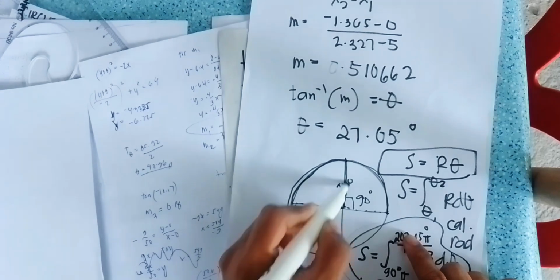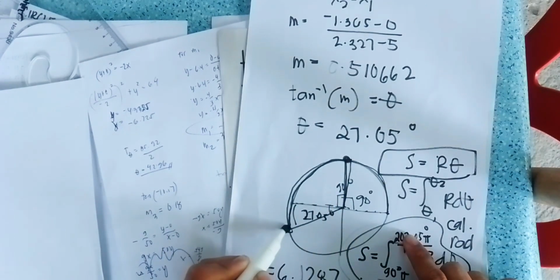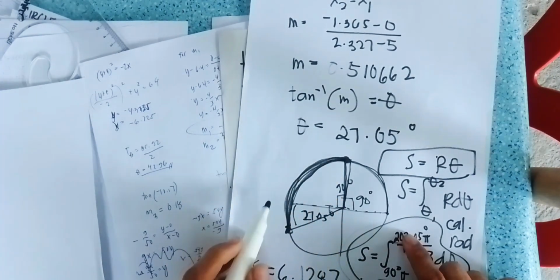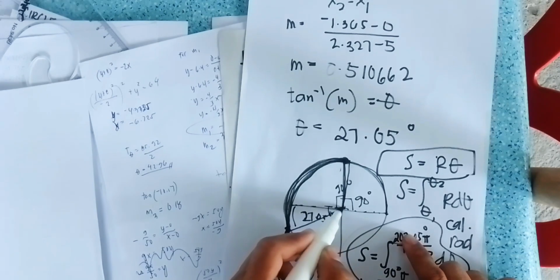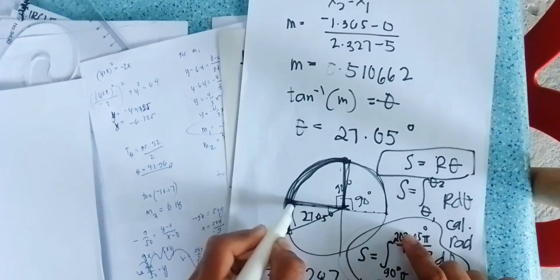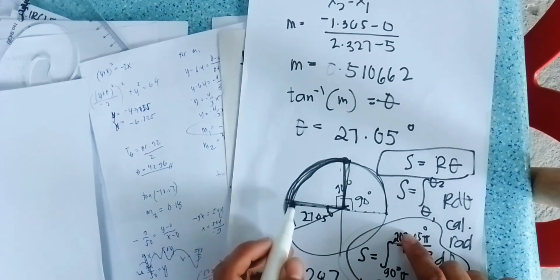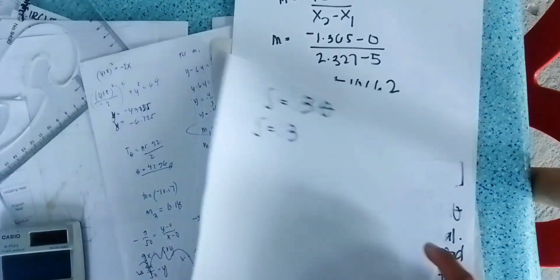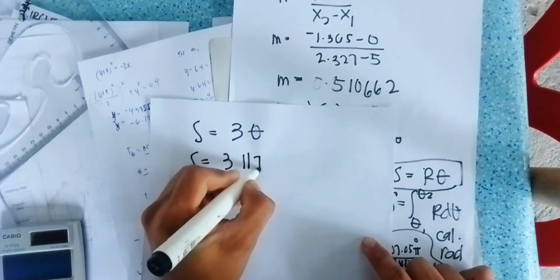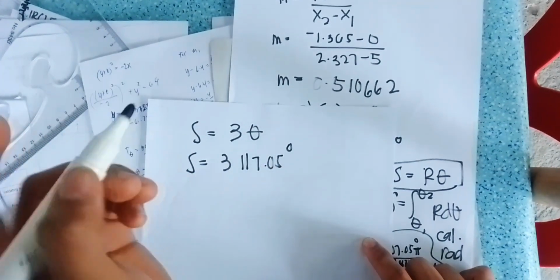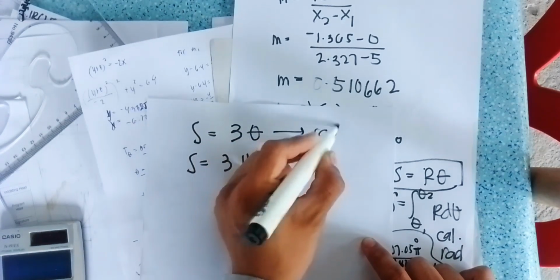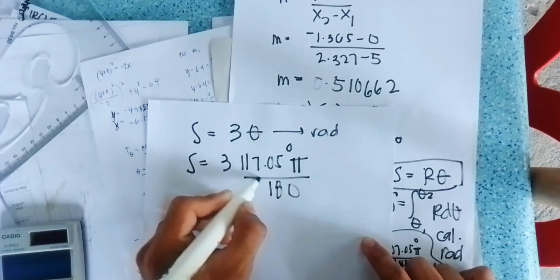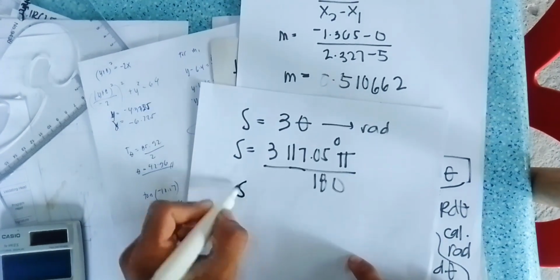So we're going to find the angle theta subtended by this arc length. This is 90, and there's an extra 27.05. So we just add them. 90 plus 27.05 is equal to 117.05 degrees. But your theta here should be in radian. So that means we're going to multiply by pi all over 180. So computing with that, let's check if your arc length is equal.